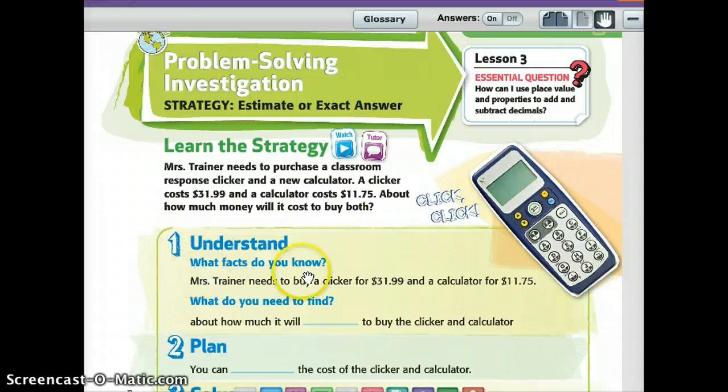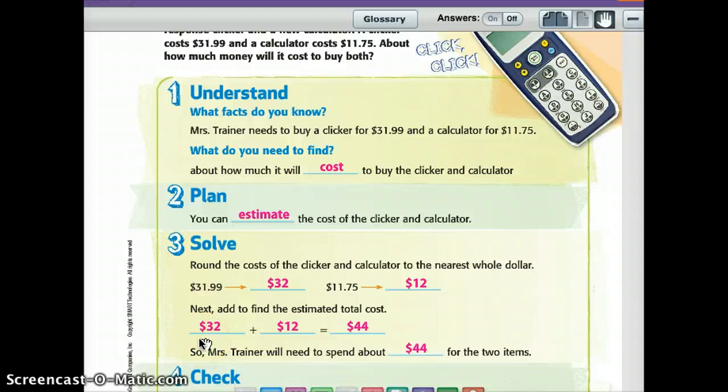So for the first step, what facts do we know? We know the clicker costs $31.99. The calculator is $11.75. So what do we need to find out? We have to find out about how much it will cost to buy the clicker and calculator. So we know we can estimate the cost of the clicker and calculator because it's at about in the question. If it would have just said how much money will it cost, we would have had to add the two prices up. So then when you go down to step 3 of solving it, we would just round these prices.